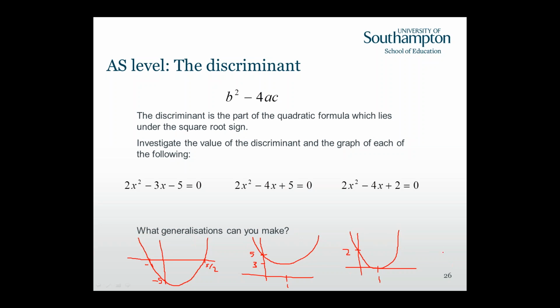Right, now for my various sketches. If you've worked out B squared minus 4AC for each of those, and you can now see the graphs of them, what do you notice about the value that you've got for the discriminant and what the graph is doing? Does anyone know what the connection is? Matt?